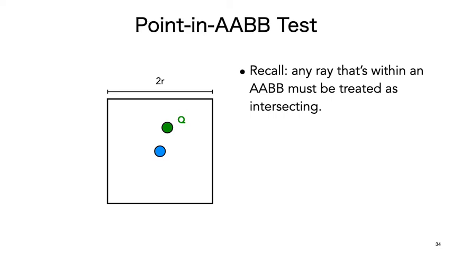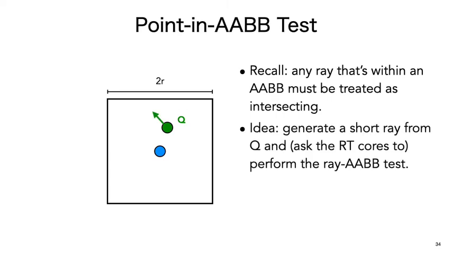Well, recall that any ray that's within an AABB must be treated as intersecting. So our idea here is to generate a very short ray from Q and ask the ray tracing cores to perform the ray AABB test. Because the ray is very, very small, that ray is guaranteed to be intersecting with the AABB only if Q is residing in the AABB.